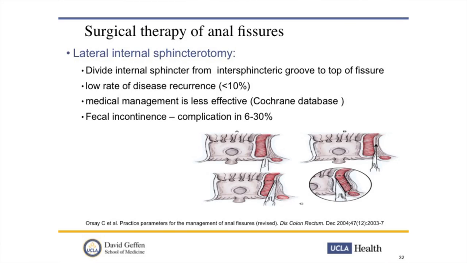But eventually, if you do refer them to surgery, the most common procedure is called the lateral internal sphincterotomy, and that divides the internal sphincter from the intersphincteric groove to the top of the fissure. The rate of disease recurrence is low, supposed to be less than 10%. We consider medical management to be less effective than surgery, but keep in mind the fecal incontinence complication rate can be up to 30%. But you already know how to treat fecal incontinence. We did that first, so you should be all set if that does occur, right?